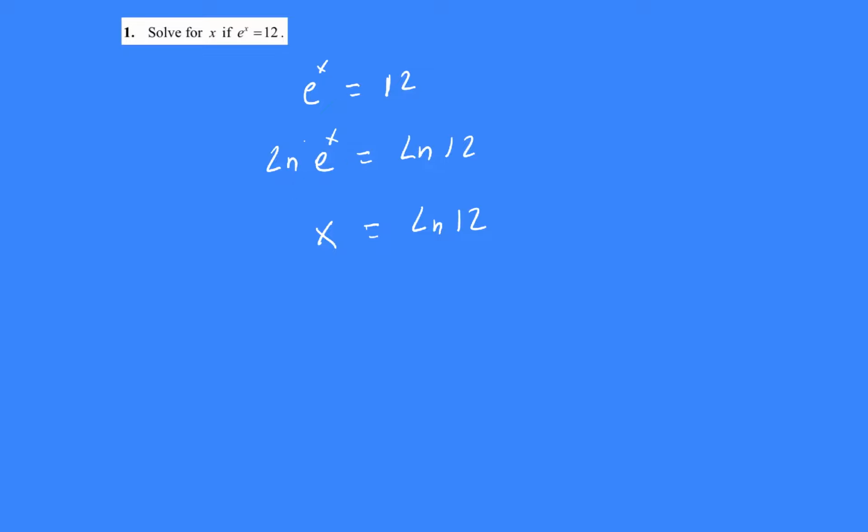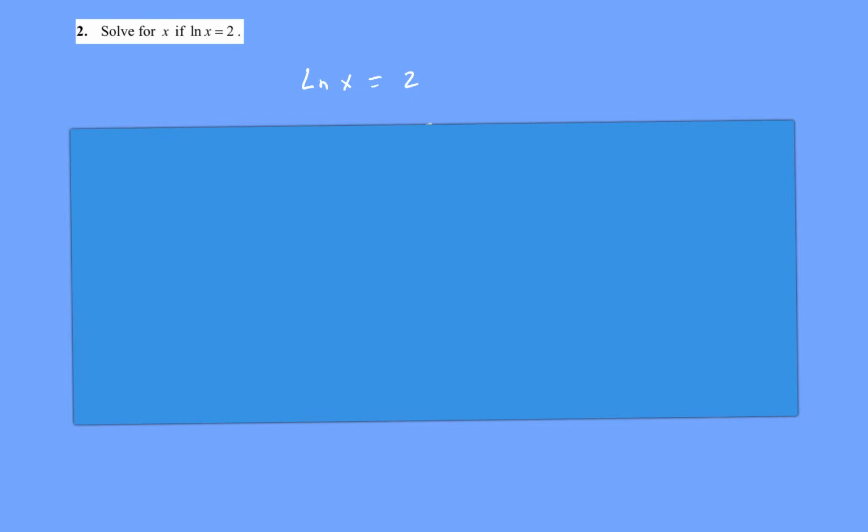The natural log of e to the x equals the natural log of 12. But what is the natural log of e to the x? Because natural log is the inverse function of e to the x, this will be x. So x is natural log of 12, and the problem is solved. Let's go to the other problem.